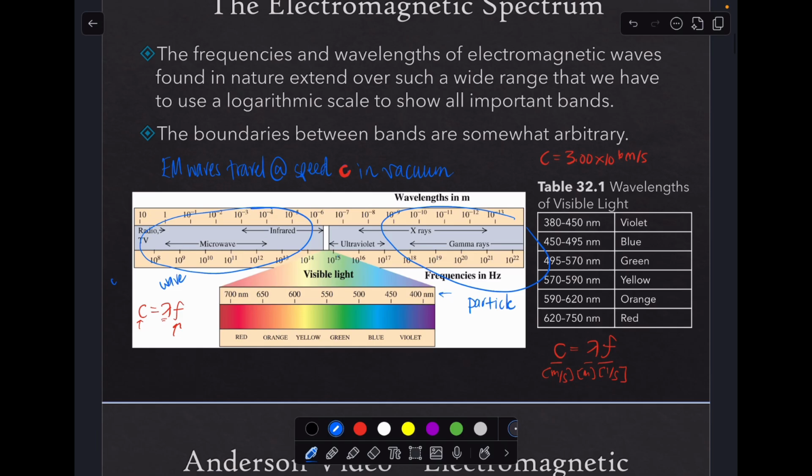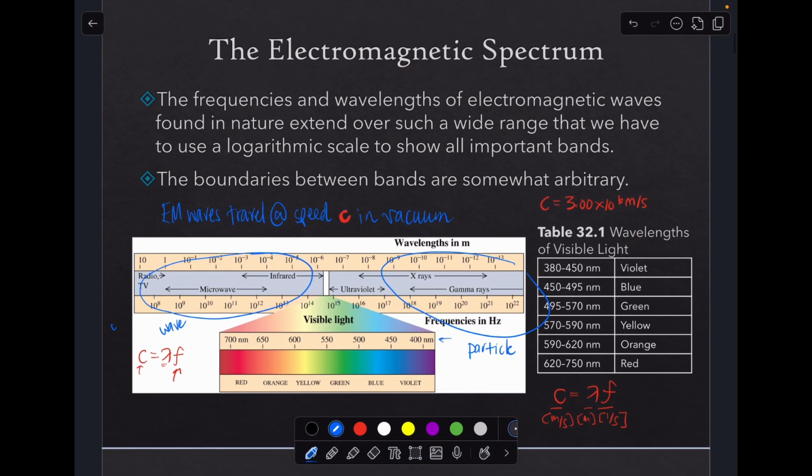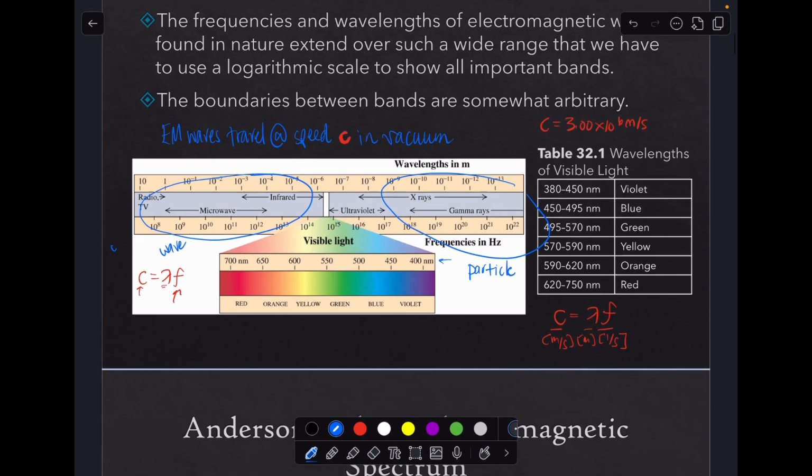So wavelength and frequency are related by the speed of light, and the speed of light in a vacuum is 3 times 10 to the 6 meters per second.